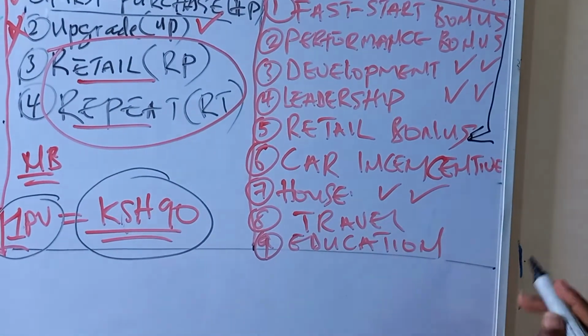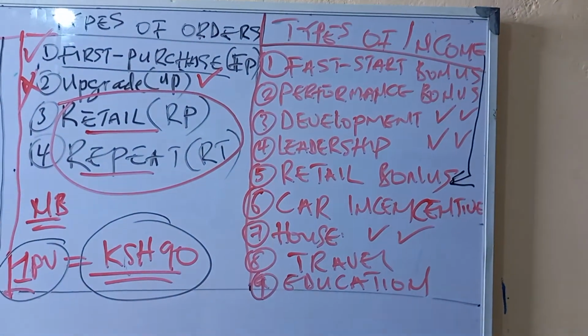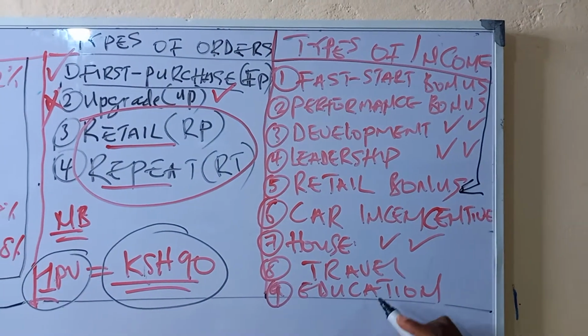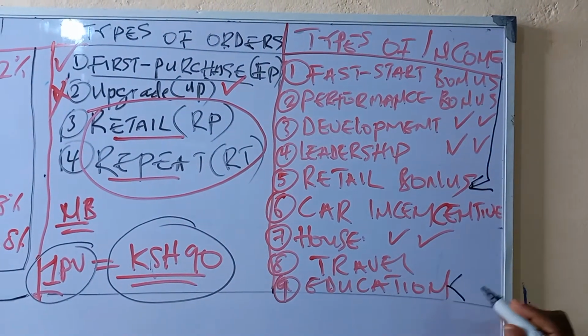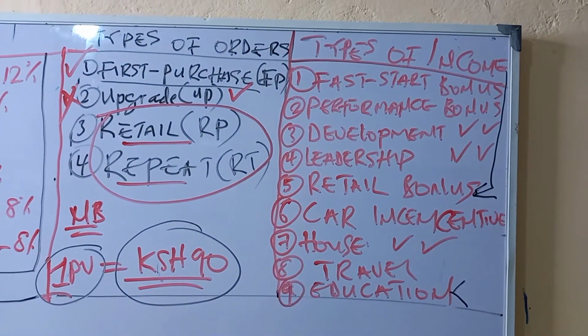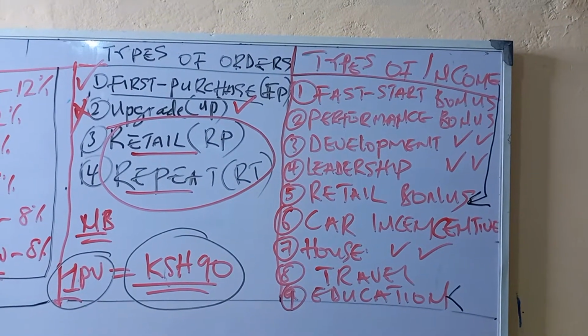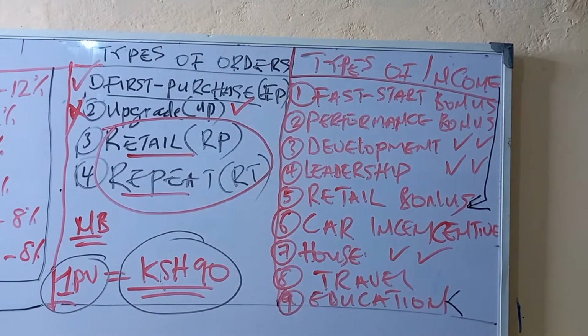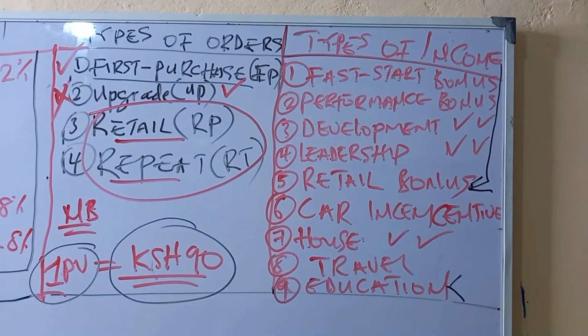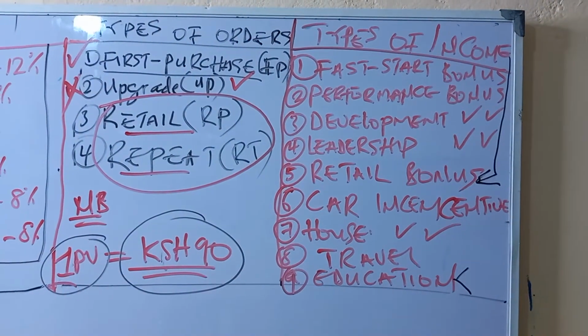Then we have incentives: car incentive, house incentive, travel, education. Education has 2 in it. We have the first degree and your master's as well. Both of them, you go to USA or you go to China. Now let's look at them in detail.